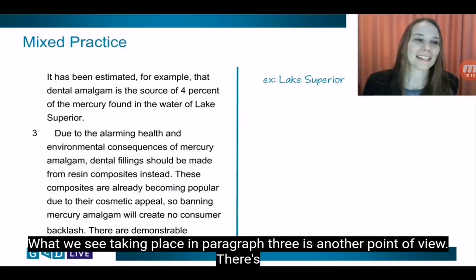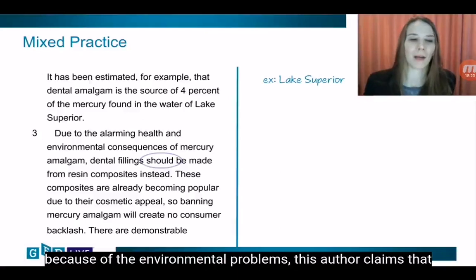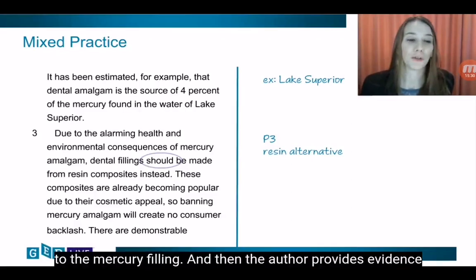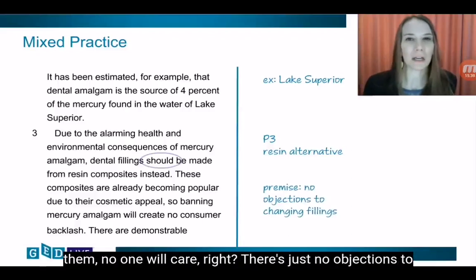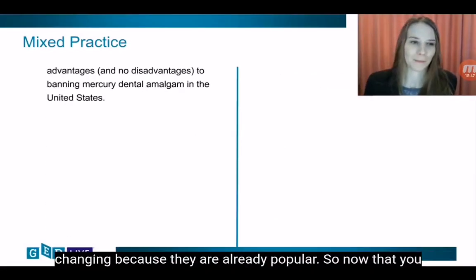What we see taking place in paragraph 3 is another point of view. There's that keyword again, should. So because of the health problems, because of the environmental problems, this author claims that these dental fillings should be replaced. So here's an alternative to the mercury fillings. And then the author provides evidence for that claim. The author says, well, they're popular, so banning them, no one will care. Right? There's just no objection to changing because they are already popular.